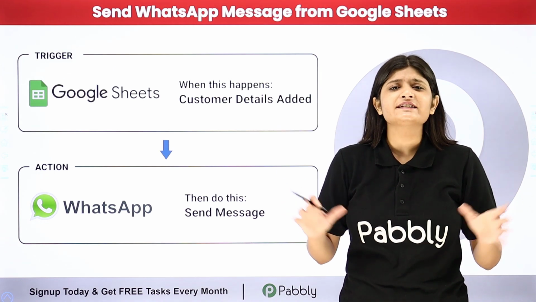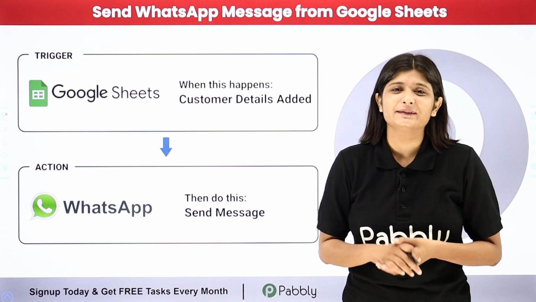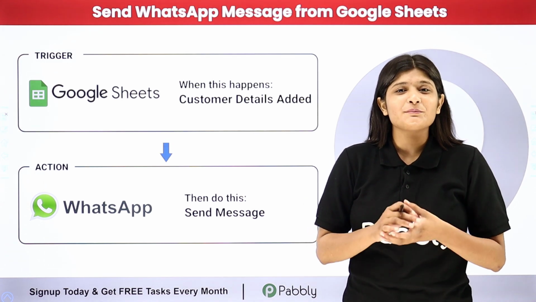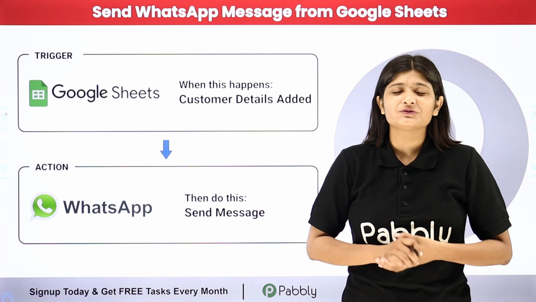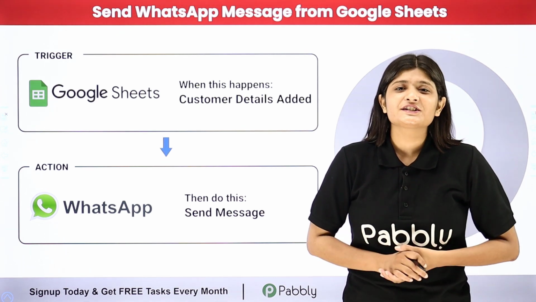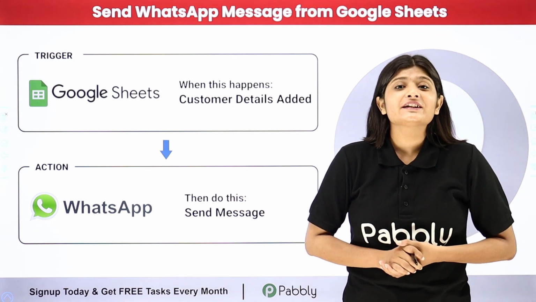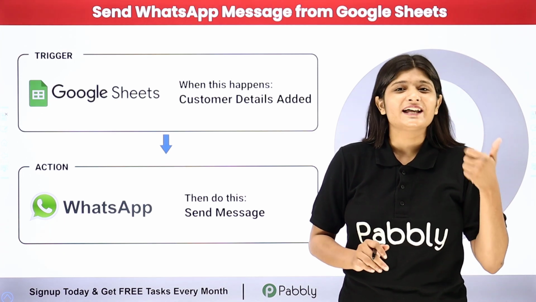I can automate this entire process of sending messages to my customers all at once with the help of Pabbly Connect. So Pabbly Connect is an amazing automation and integration software which requires no coding or programming skills. I just need to build a connection between Google Sheets and WhatsApp with the help of Pabbly Connect. Pabbly Connect runs on two principles, which are trigger and action.